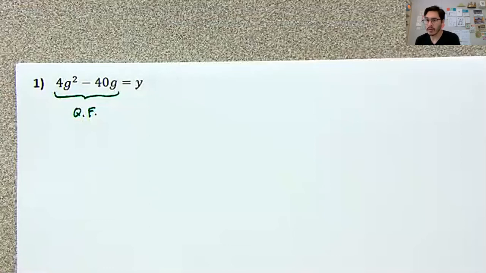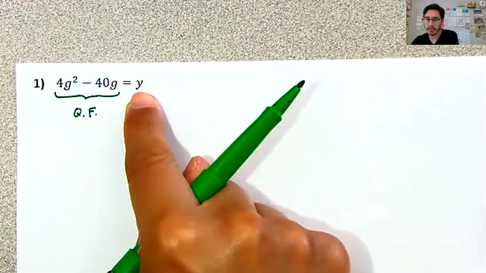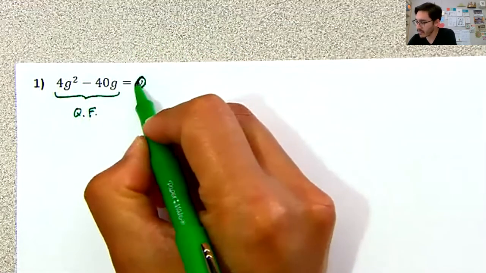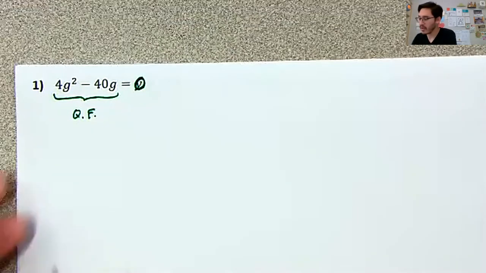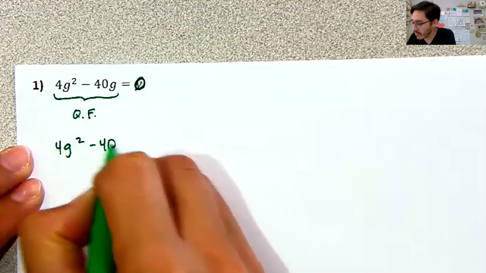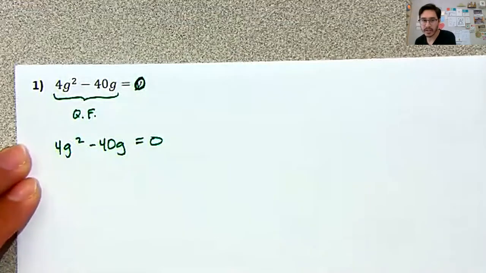And in order to take advantage of the zero product property, this quadratic function has to be equal to 0. So what we really want is this y variable. We're just going to assume that it's 0. So now we've got 4g squared minus 40g, the quadratic function. Now we're going to set it equal to 0.